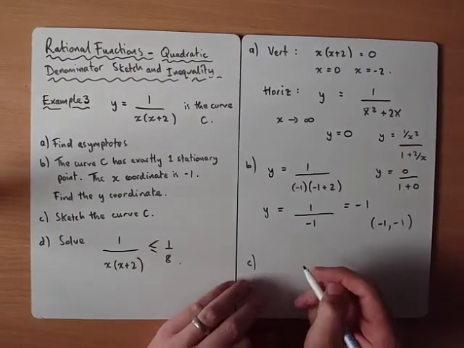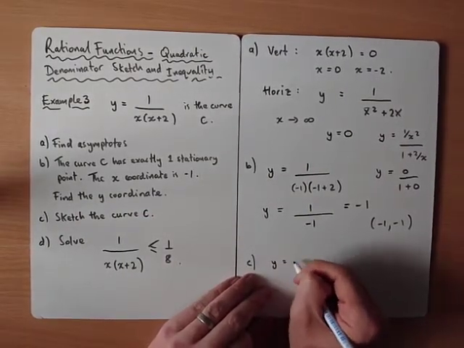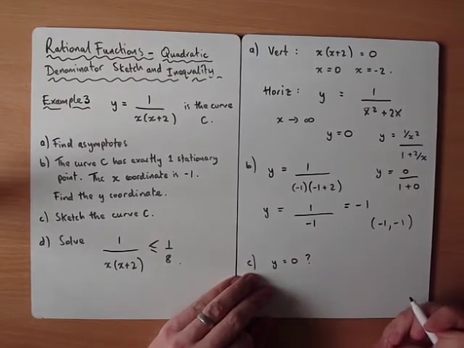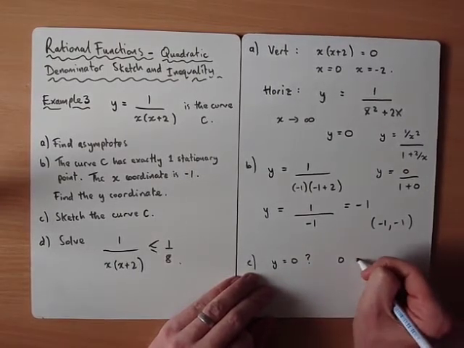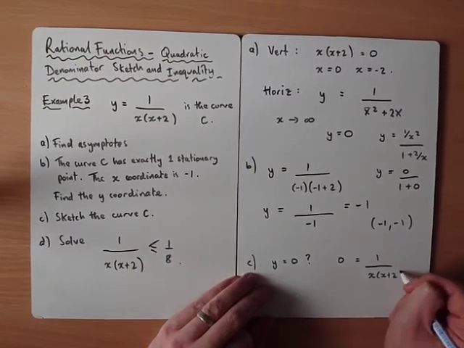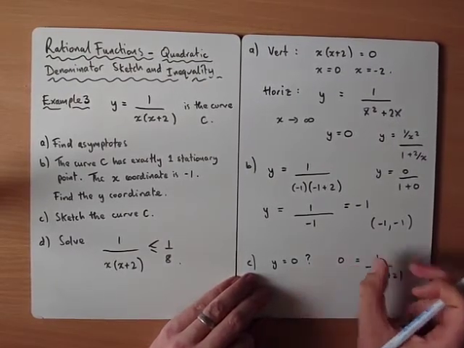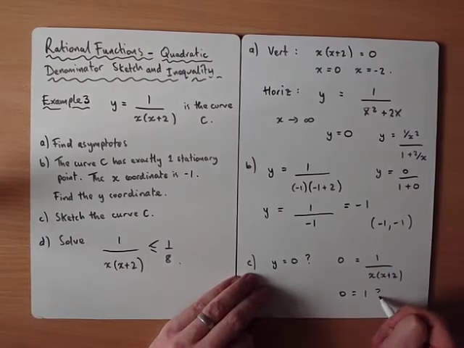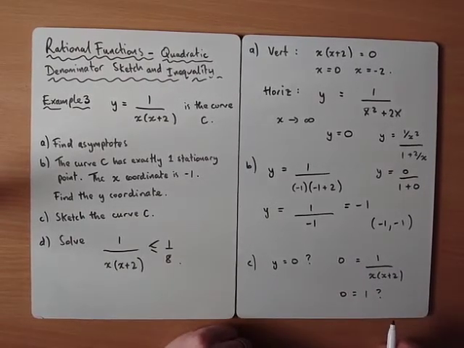If we were going to figure out if it did cross the x-axis, if I tried to solve y equals 0, you'd be solving 0 equals 1 divided by x squared plus 2x. And as soon as you try and do that, if you multiply up, you get 0 equals 1. So there's no intercepts for this graph.